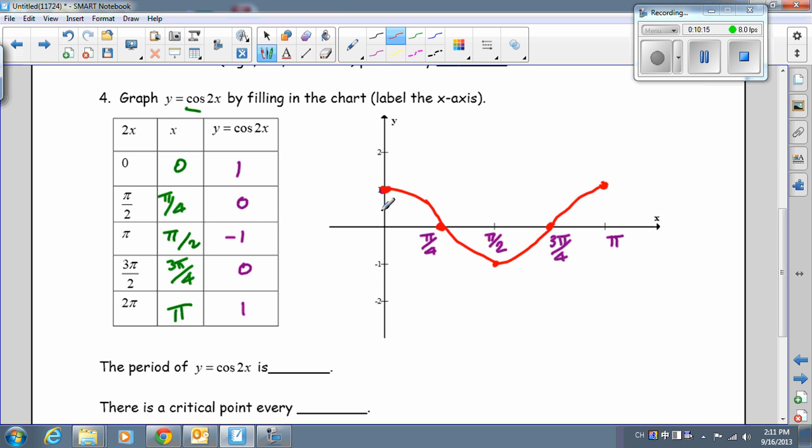Alright, what is the amplitude? We predicted it was from 0 to 1, especially since there's a 1 in front of the trig function. So the amplitude is 1. Now the period is from where we started to where we end. We started here. A full cycle will take us here. So the period here is pi. I meant pi.